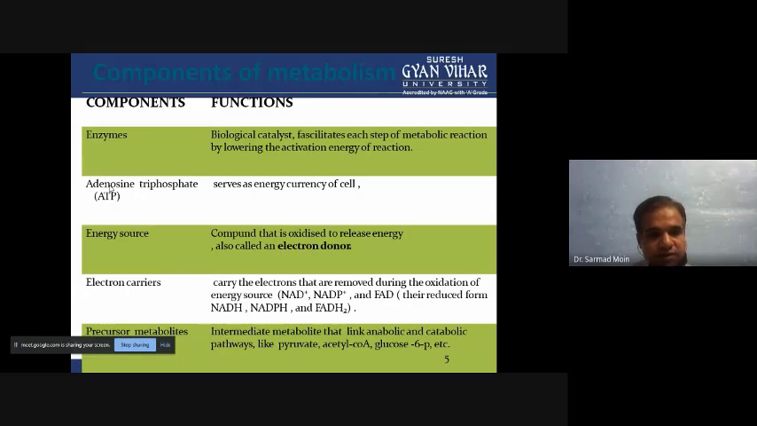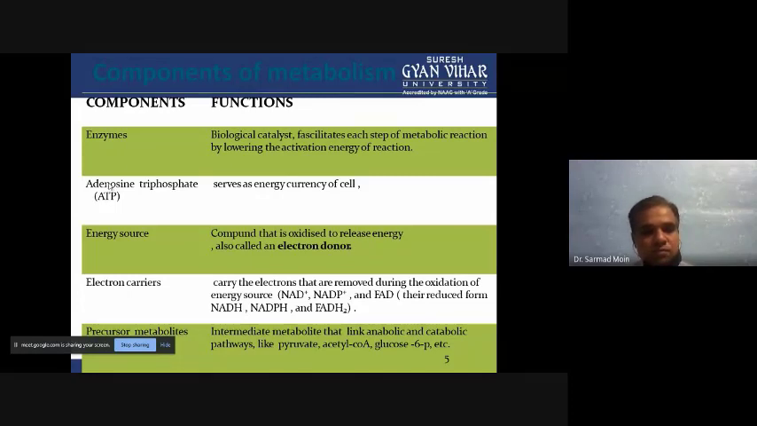Then electron carriers. These are some molecules in the cytoplasm. They carry the electrons from one molecule to another. Examples are NAD plus, NADP plus, FAD, and NADH, NADPH, and FADH2. These types of molecules are there. Basically, they carry the electrons from one point to another point. So reactions are going on all over the cytoplasm, but the electron carriers are the same. These are all electron carriers.